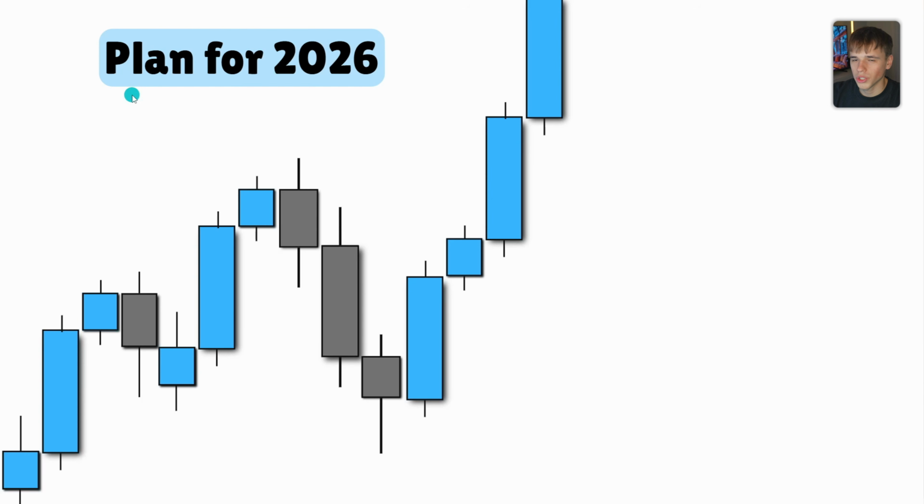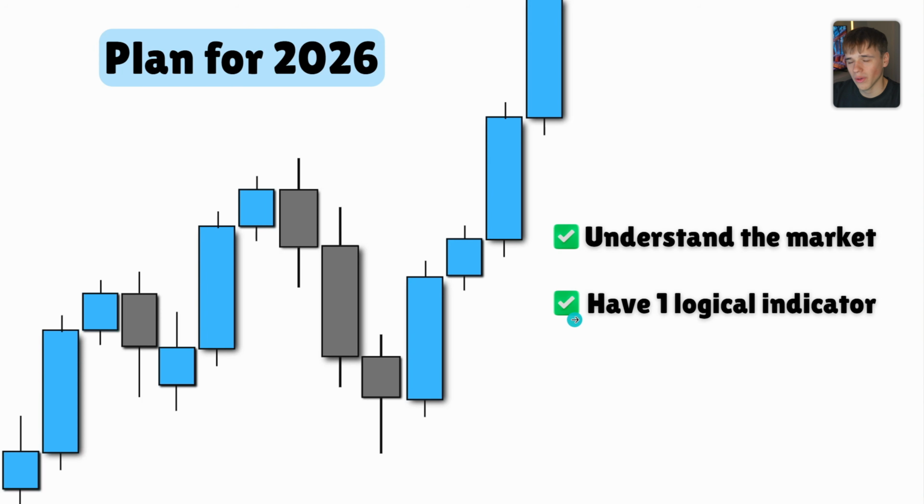So here is what your plan for 2026 should be. You should be able to understand the market, so understand what you are doing in the market. Next thing is have one logical indicator. The one that I'm going to actually show you today, it's going to make so much sense once I show it to you. And the next thing is to easily avoid many losses, because when you have rules, when you have the strategy that is proven, and when you have the indicator that is based on logic, it's going to be easy to avoid losses.